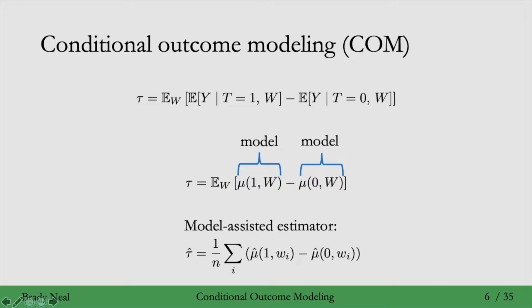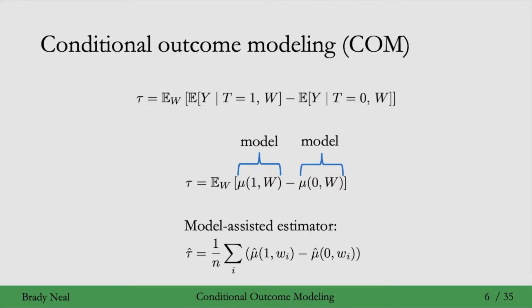And in order to approximate this expectation over W, we take a sum over all the data samples i, and then we use that i to index W here. And then because it's a mean, we normalize that sum. So we divide by 1 over n, where n is the number of samples. So that's how we get an estimate for the ATE using conditional outcome modeling.